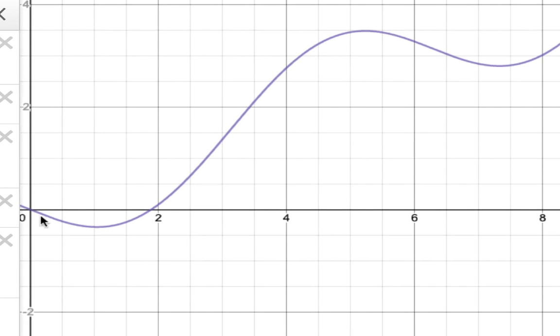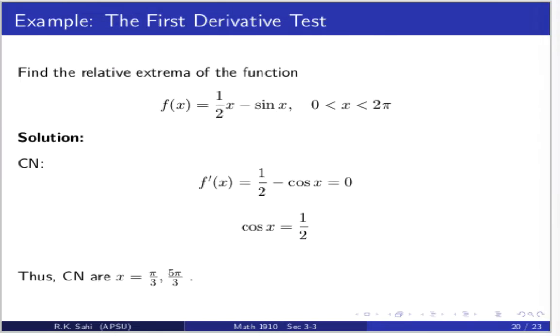This is the graph of the function. It dips down, then goes up, then again dips down. So it's dipping down after 5 pi thirds, and at pi thirds it's the maximum. You can see just from the graph, you have an idea. Okay. Now, let's go ahead and apply the theory.